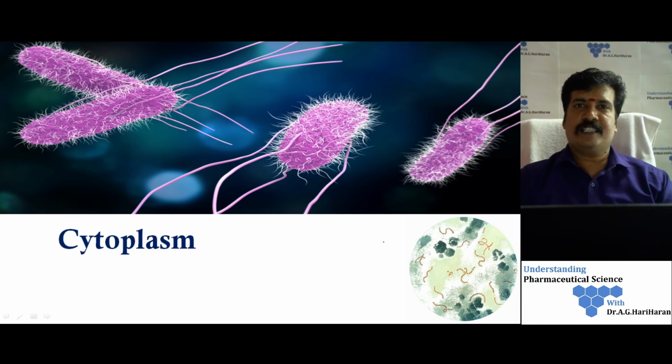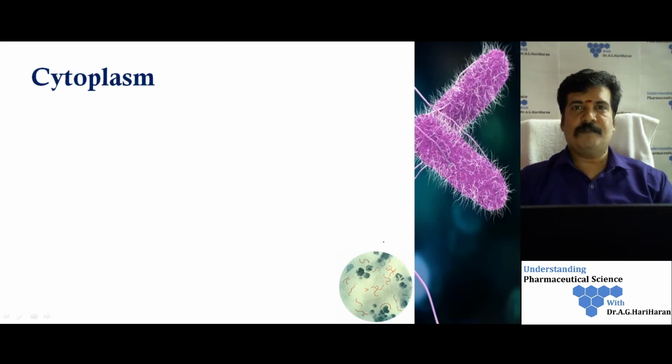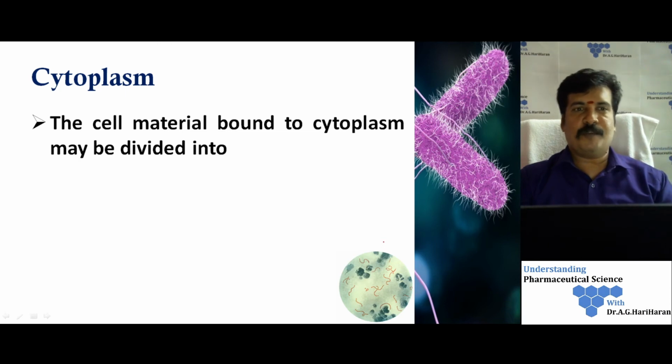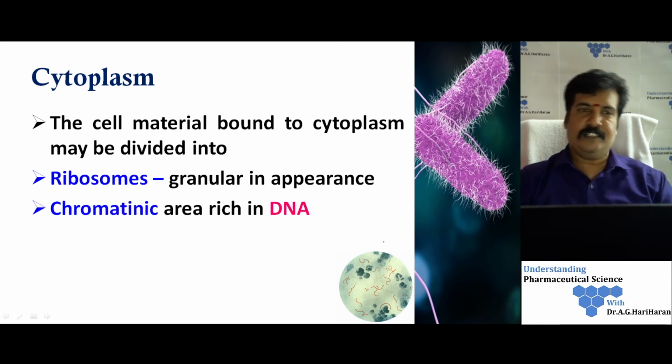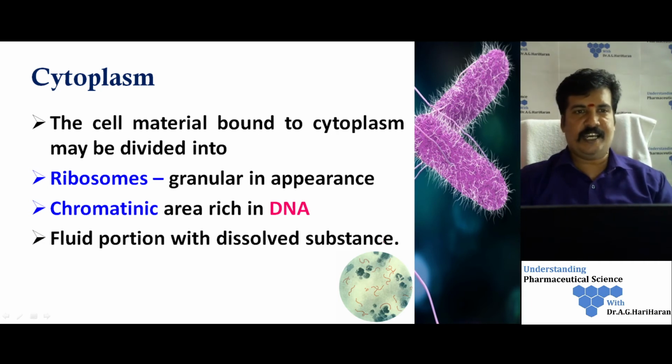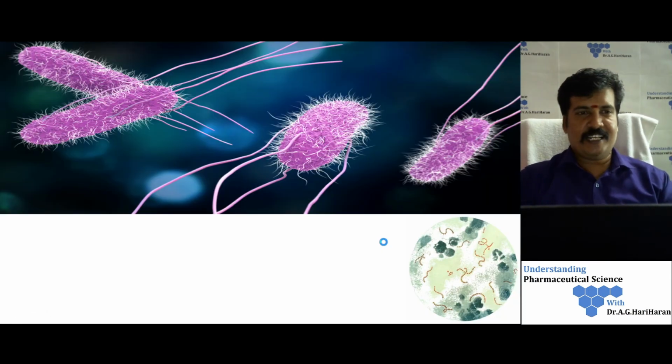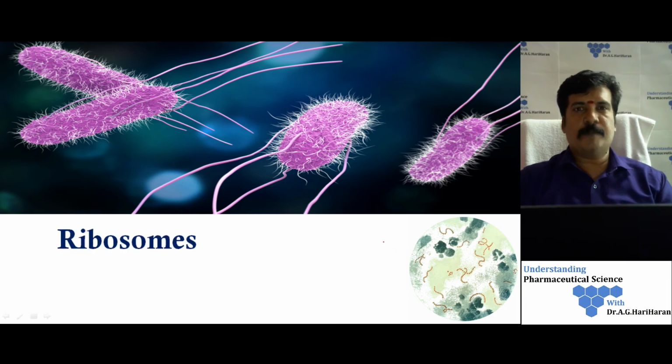So the second major part of the bacterial internal structure is the cytoplasm. It is the liquid part of the bacteria and most of the organelles are present in the cytoplasm. The major one is the ribosome, which is granular in nature. Second is the chromatin area, rich in DNA and RNA. And third is a fluid portion, which generally contains storage granules. So let us understand one by one. The first one is the ribosomes.